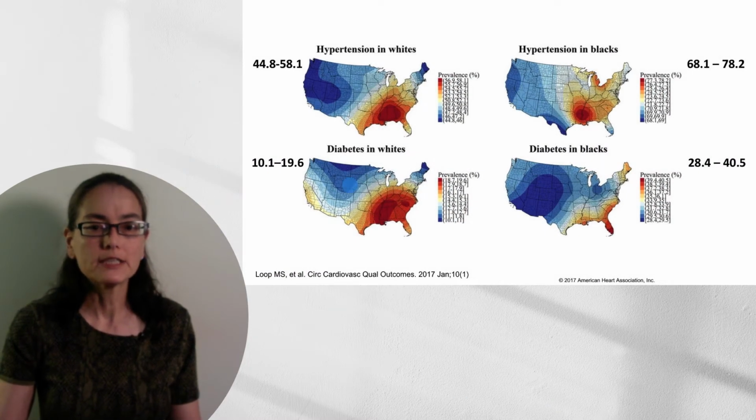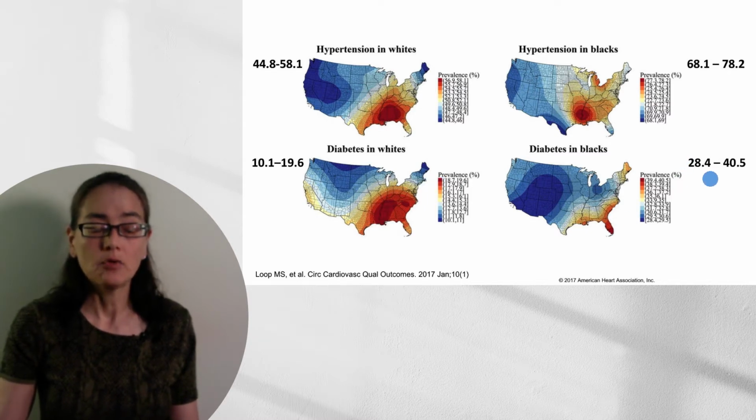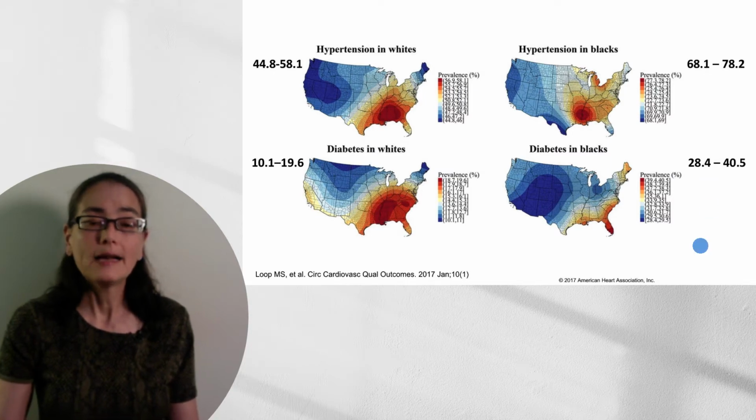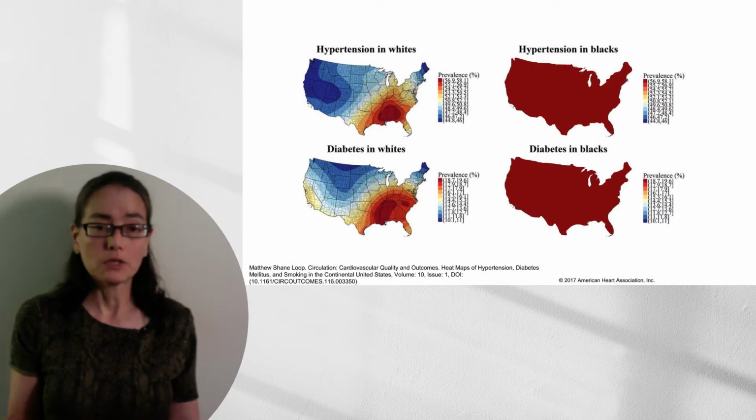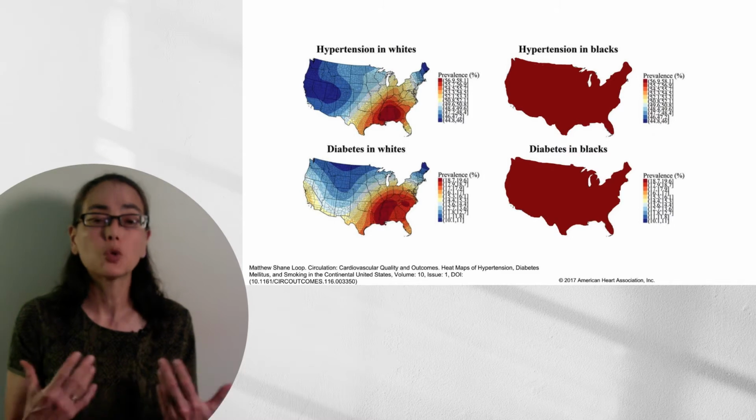However, I'd like to bring your attention to the scale, which can be a little bit difficult to see. When we're looking at hypertension in European Americans, the scale goes from 44.8 to 58.1, which doesn't even meet the lower limit for hypertension in African Americans. Here as well, for diabetes, 19.6 is the upper limit, the dark orange or the red, which doesn't even come up to the lower limit for diabetes in African Americans. If we were to use the same scale, this is what it would look like, so it's much more dramatic. And clearly there are differences between socially defined races.